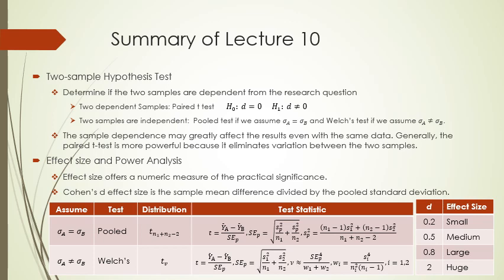Sometimes statistical significance alone may not quantify the size of the difference. Effect size offers a numerical measure of the practical significance. The greater the effect size, the greater the difference will be. Cohen's d effect size is the sample mean difference divided by the pooled standard deviation. Cohen's d effect size may be directly used in a power analysis.